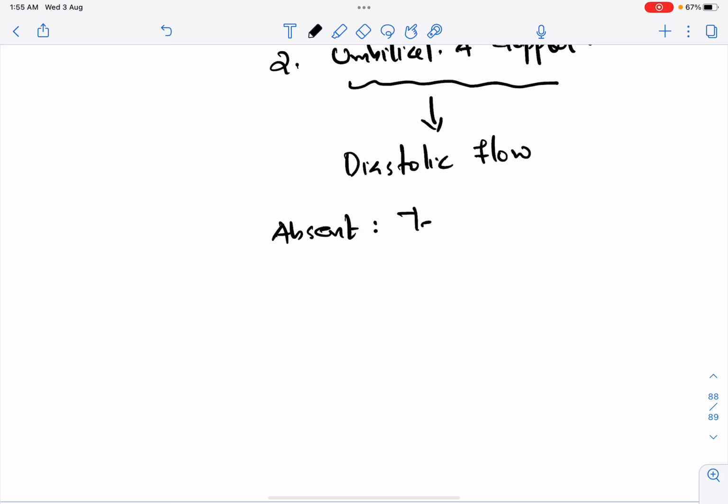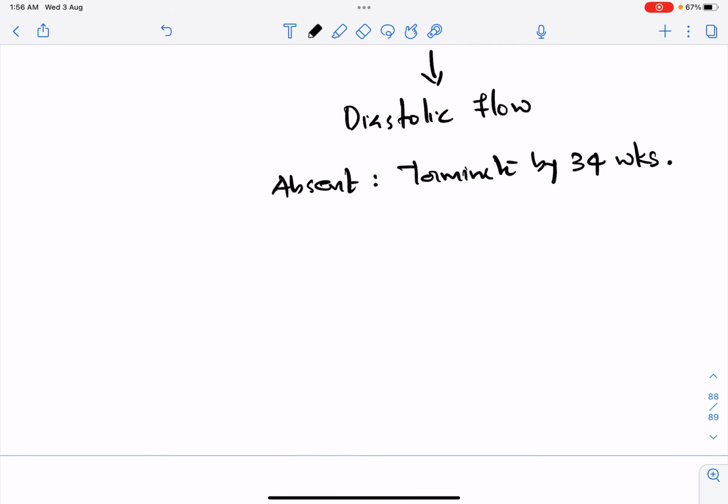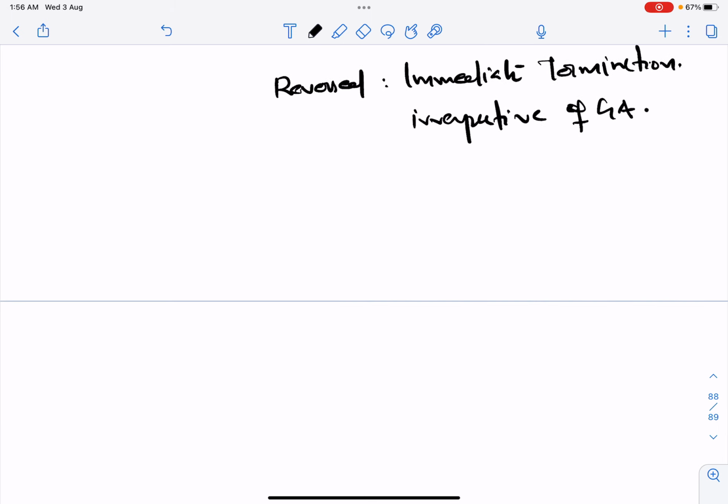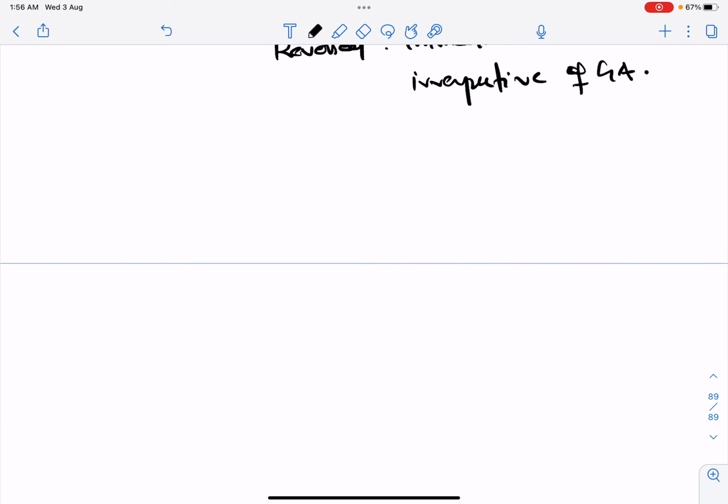If it is absent, you can terminate the pregnancy by 34 weeks. But if the diastolic flow is reversed, the treatment is immediate termination. You have to go for immediate termination irrespective of gestational age. Okay, so this is how you investigate a case of preeclampsia.